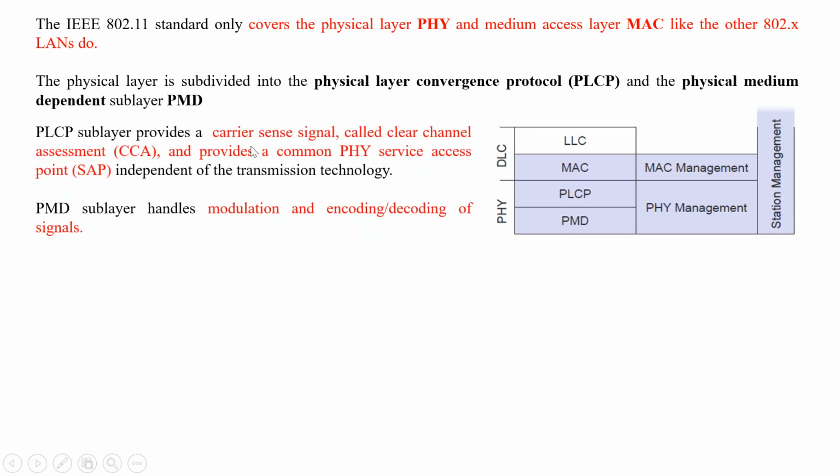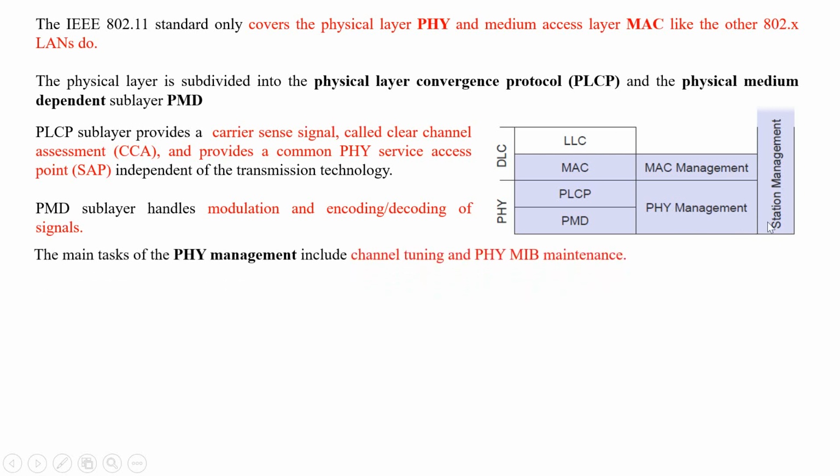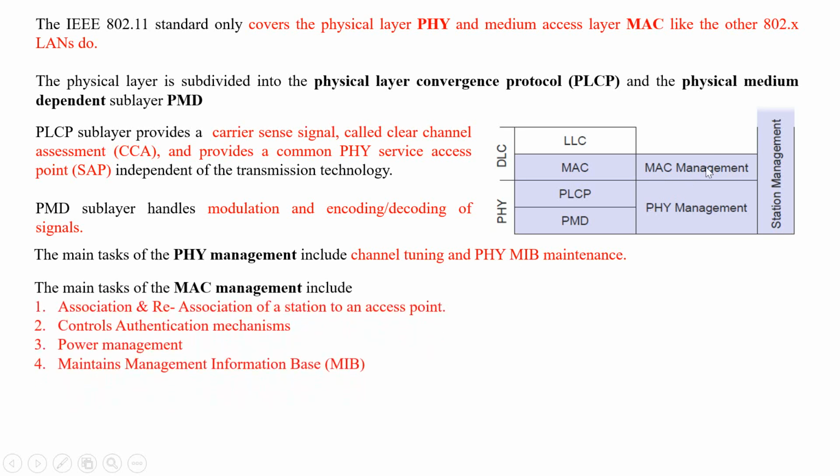The PLCP sublayer provides a carrier sense signal called clear channel assessment and provides a common physical service access point independent of the transmission technology. The PMD sublayer handles the modulation, encoding and decoding of signals. The main tasks of PHY management include channel tuning and PHY MIB maintenance. MIB stands for management information base. What are the tasks of MAC management? It is used for association and reassociation of a station to an access point. It controls authentication mechanisms, does power management, and maintains the management information base.